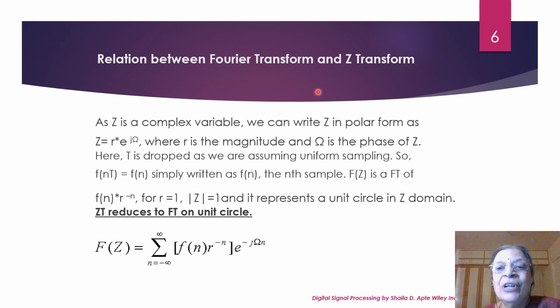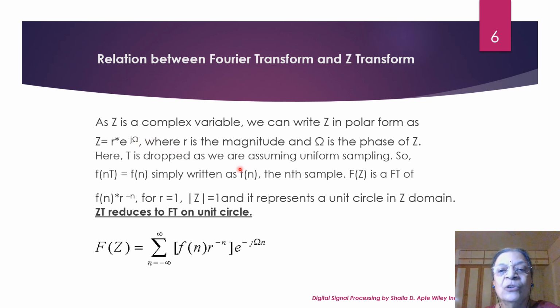Now the relation between Fourier transform and Z transform. Now Z, as you understand, is a complex variable because it contains S, capital S, which is also a complex number. So the corresponding variable Z will be represented as its real component and its imaginary component. So real part of Z and imaginary component of Z. So we can write Z in the polar form. We can write it as R e raised to j omega, where R represents the magnitude of the Z, and omega represents the phase angle.